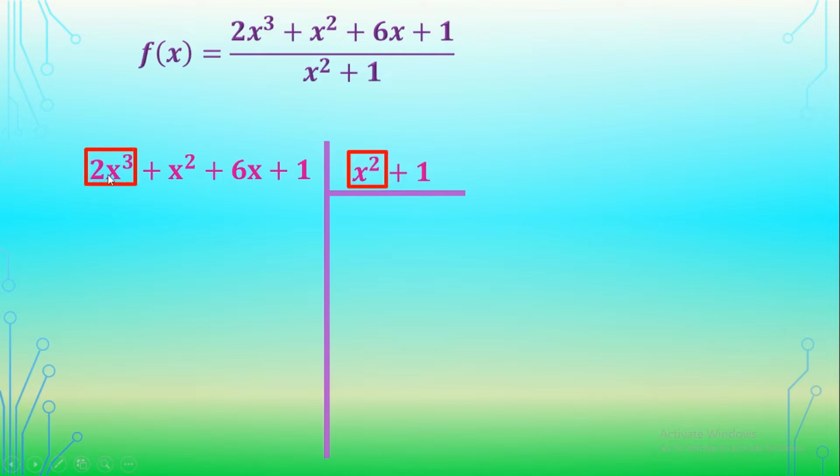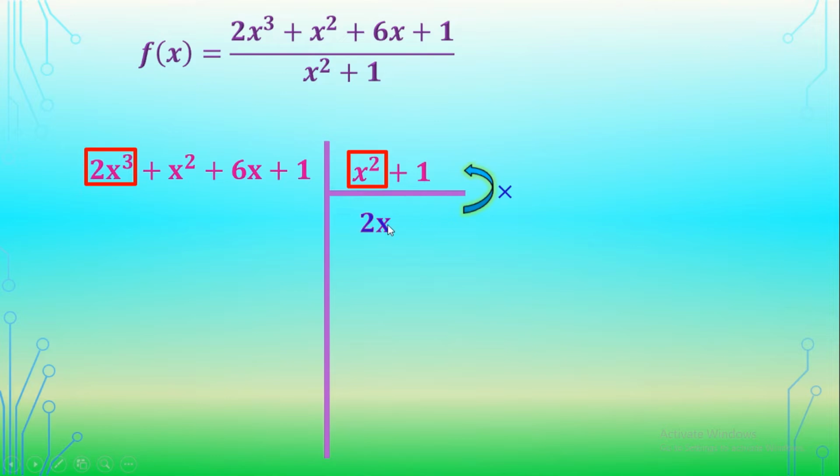We start by the highest degree here, 2x cubed divided by x squared. Note that the coefficient here is 2 and here there is no coefficient as if it's 1. 2 divided by 1 is 2. And x cubed divided by x squared, x. We can just simplify it. So what is the answer here? 2x.